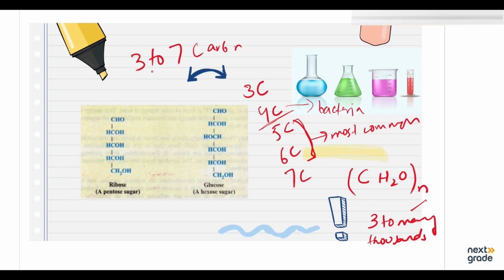As you can see, the most important hexose is glucose. Here you can see a hexose sugar, glucose, and a pentose sugar, ribose. These both contain the aldo group. This is a 5 carbon structure, and this one is a 6 carbon structure. But the most common one is glucose, which is a hexose, a 6 carbon sugar.